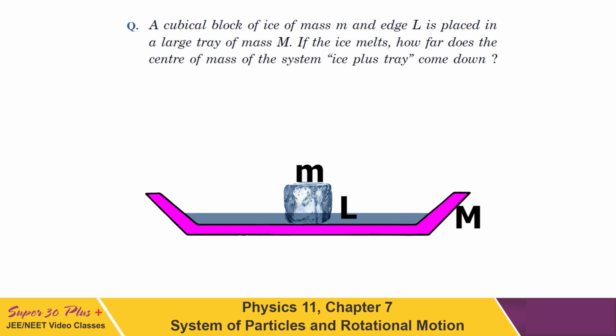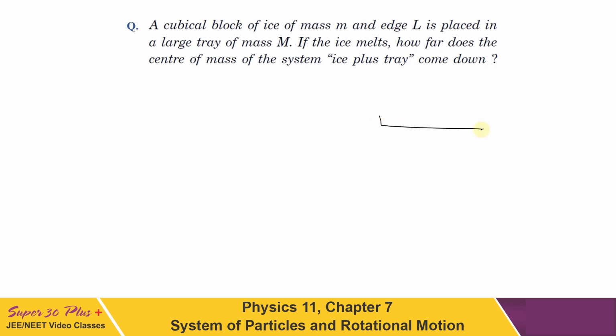So it is something from motion of center of mass. Now we have come to that part. So let us see how to solve this question. Let us consider this being our tray, and inside the tray a cube of ice is put here. Of course its center of mass will be at the center of the cube.